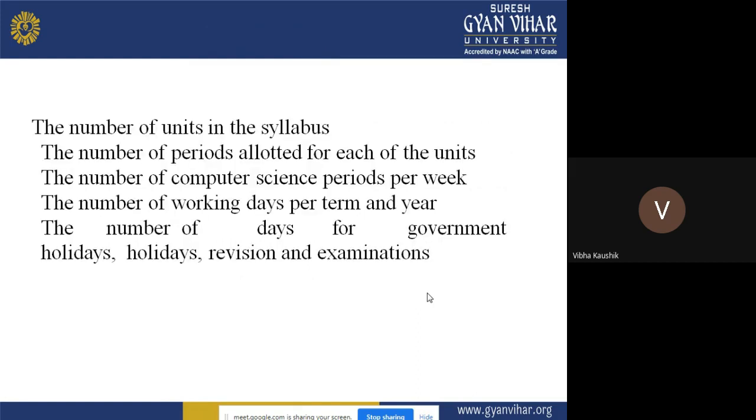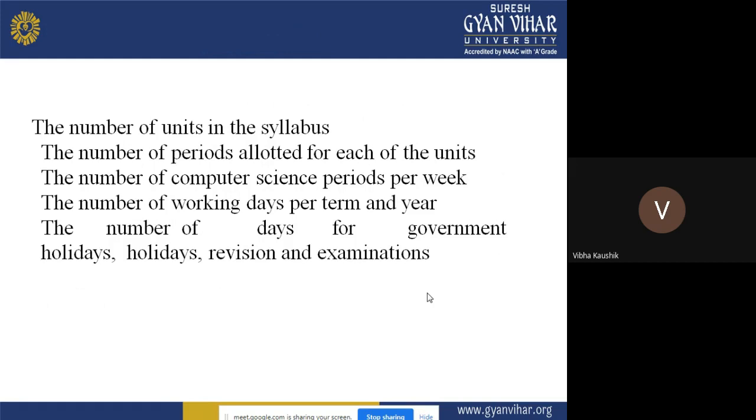The number of units in the syllabus: how many units will be there, or we can say the whole syllabus will be divided into how many units, and the number of periods allocated for each of the units. For example, there are 5 units. We have divided our syllabus into 5 different units, and now we have to decide how much time or how many periods will be allocated for each particular unit.